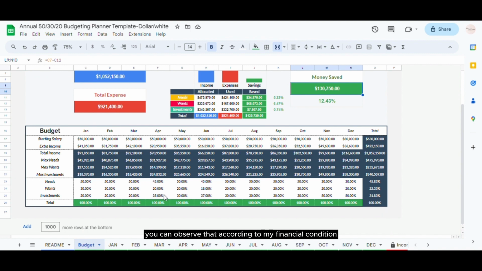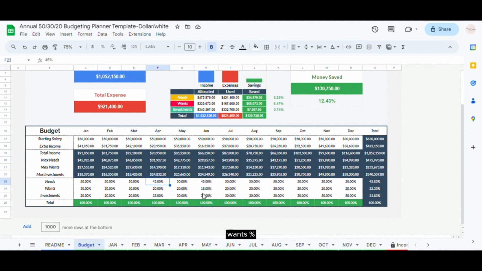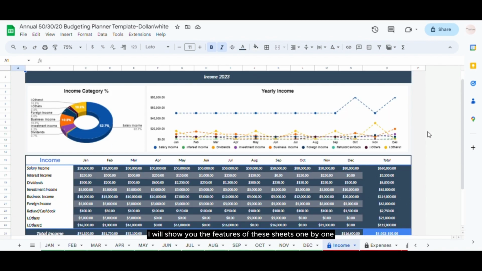I can observe that according to my financial condition, I have changed some of the needs percentage, wants percentage, and investment percentage. You can see that by the end of the year, I have aggressively allocated my 50% to the investment. You can change according to your financial plan also. Now, I will show you the features of these sheets one by one.